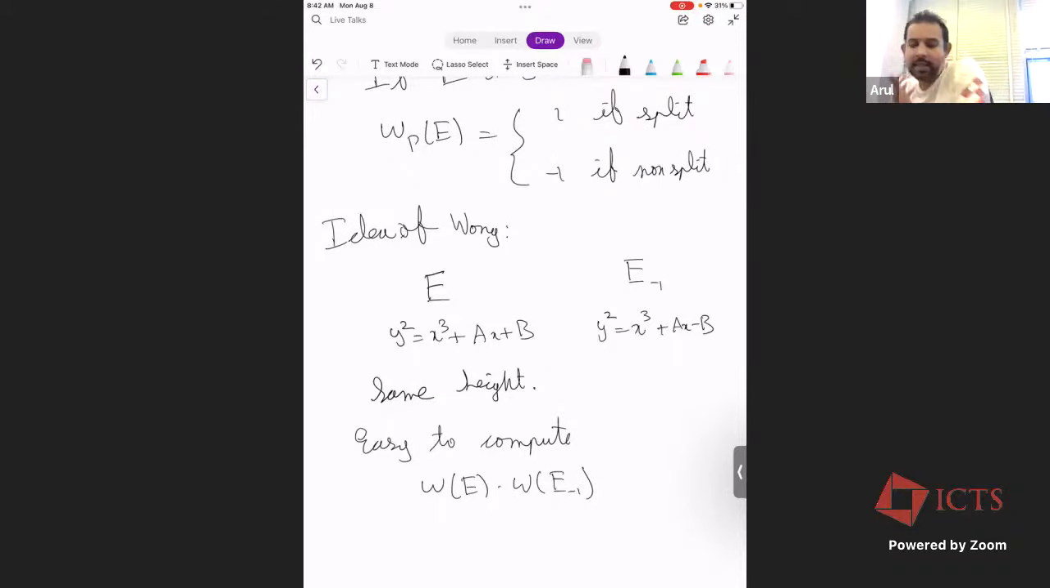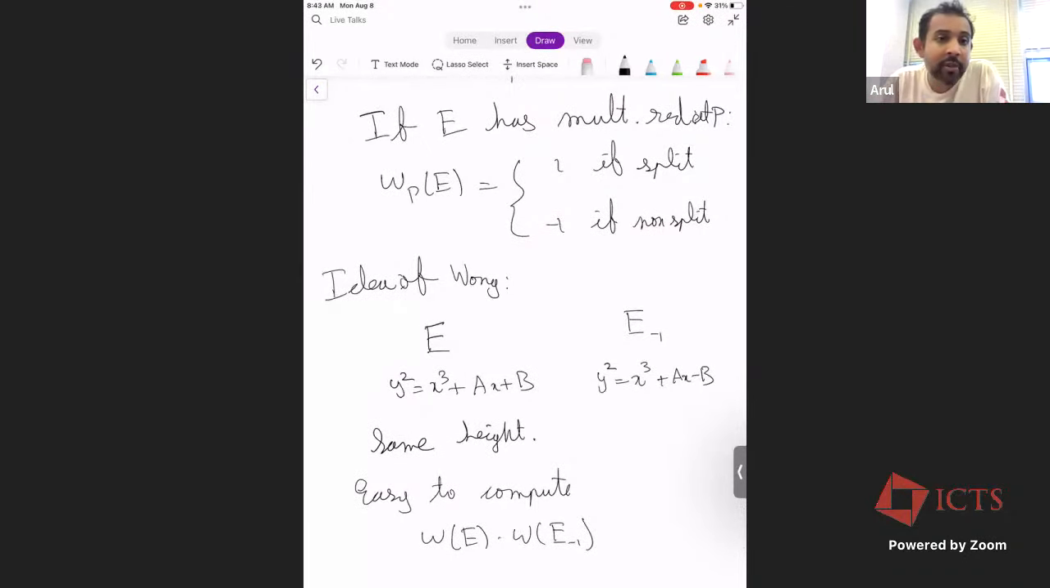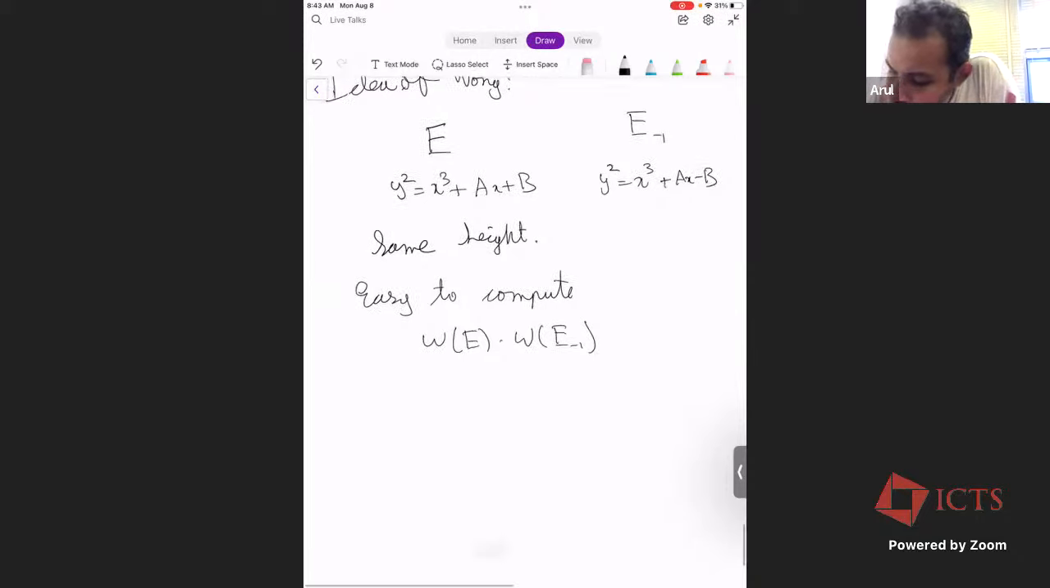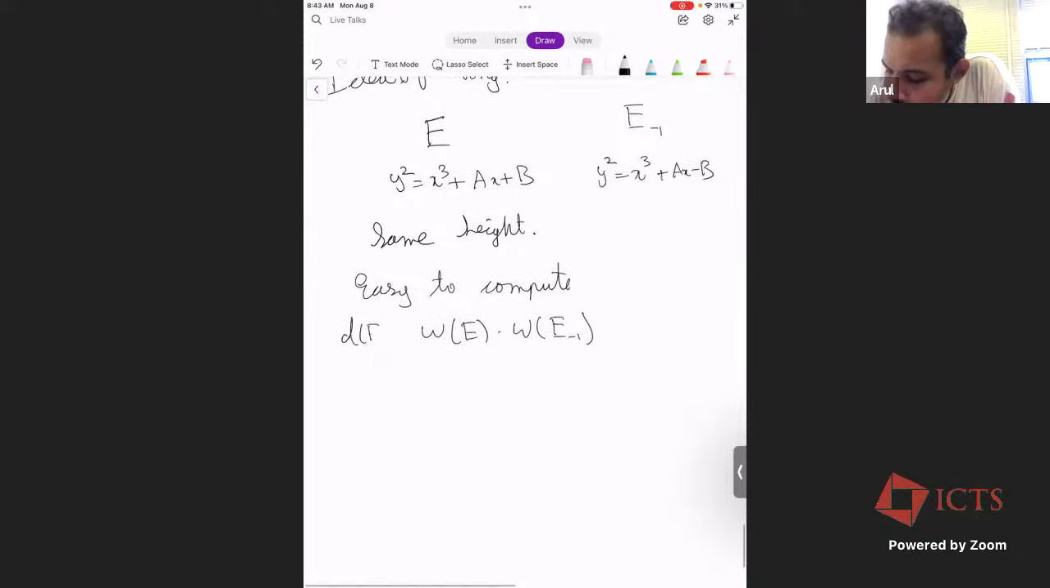It's much less subtle than controlling the root number of E itself. And so if you do this explicitly enough, it's possible to prove that there's a very large family of elliptic curves in which the root number actually equidistributes, because you can prove that very often. So let's call this W of E times W of E twisted by -1. Let's call it D of E.